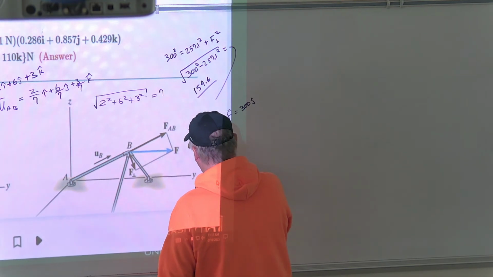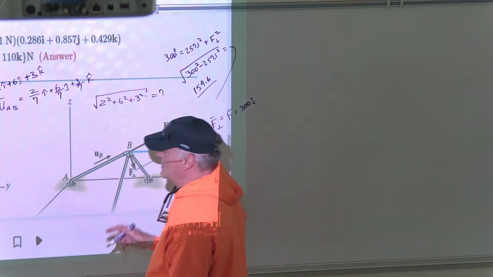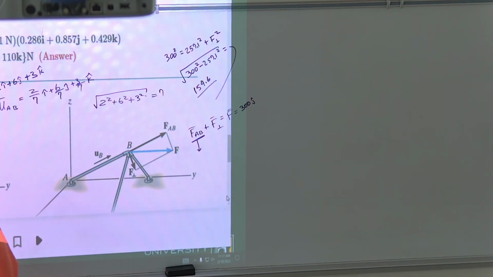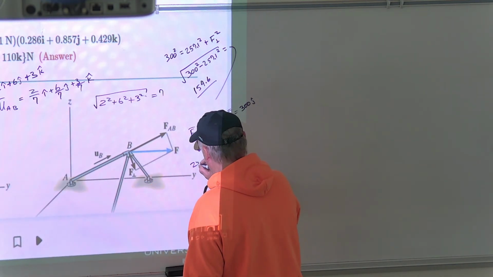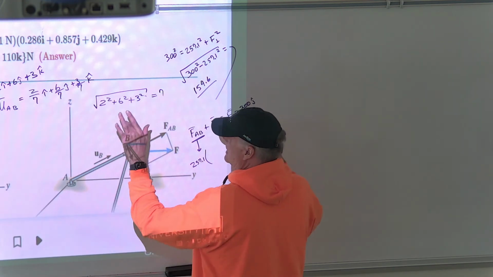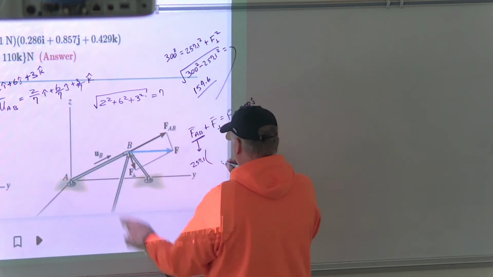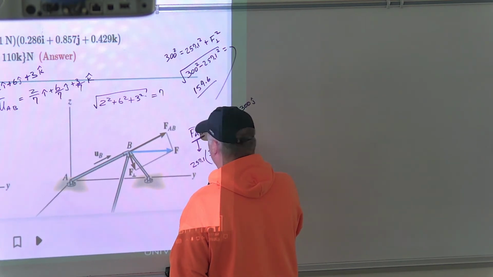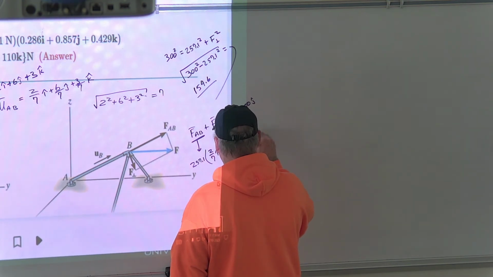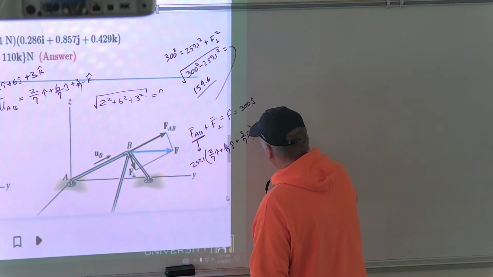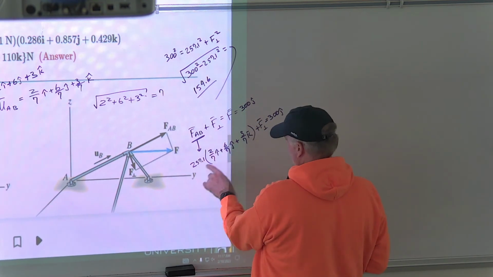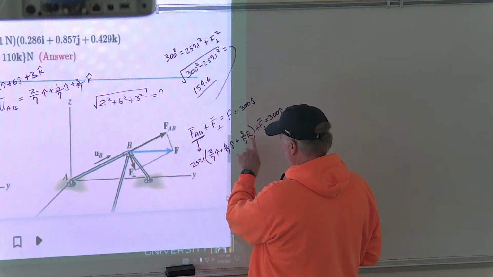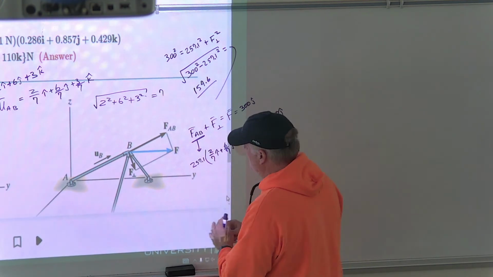Now the key is you can figure this one out. The FAB is 257 times the unit vector here. So it's 257.1 times a vector which goes exactly in that direction, which is 2/7 I plus 6/7 J plus 3/7 K plus F perpendicular is equal to 300J. Now instead of me doing this up, I'll show you where he does it on the page. So essentially it's a vector addition.